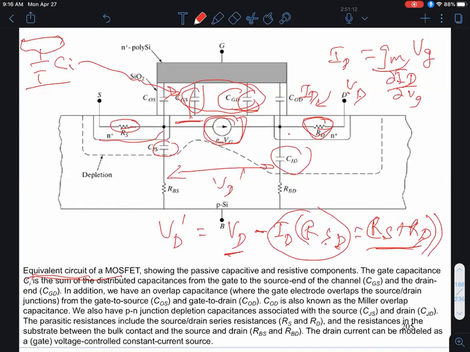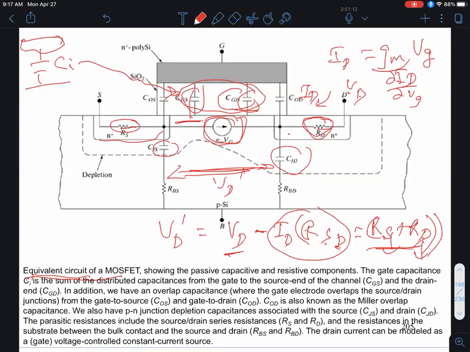Of course, that's waste, right? So that means there's less voltage available to be applied across the intrinsic part of the transistor, and you get less drain current, okay? So essentially what it means is you want RSD, or RS plus RD, to be as small as possible. And we'll see in a second how that's achieved in practice.